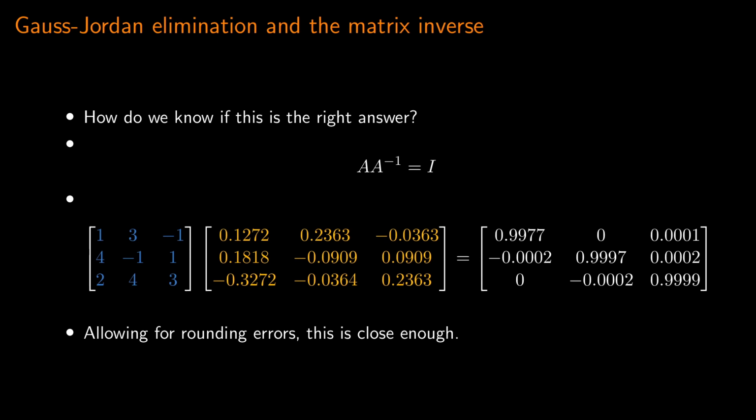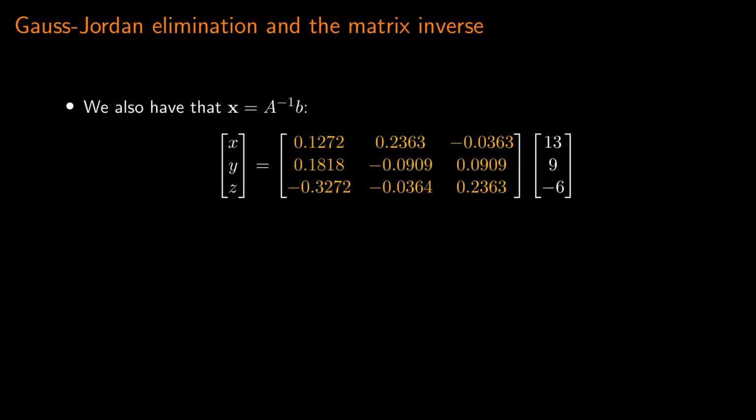right result. Now, if you were to use the exact fractional versions of these numbers to maintain precision, I think you would get exactly the identity matrix there. But obviously, because I've rounded them, we don't quite get there, but it is close enough. So that is one way to tell that we do indeed have the right answer.